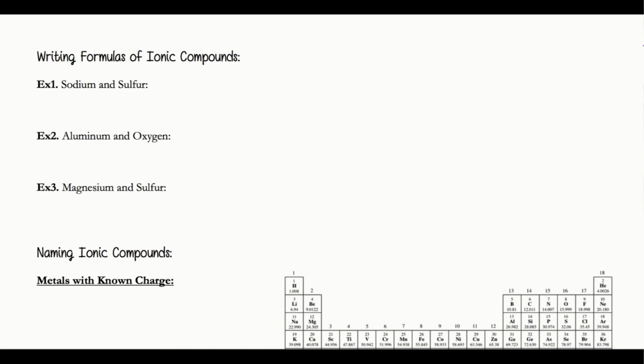Now for you to know, when you're writing the formula for an ionic compound or naming it, the metal will always go before the non-metal. So to write the formula, I'm going to show you three examples here. What we need to do, our ionic compound needs to have no overall charge.